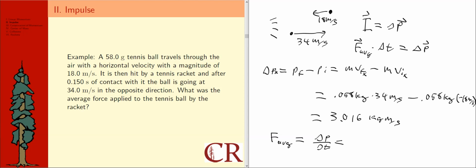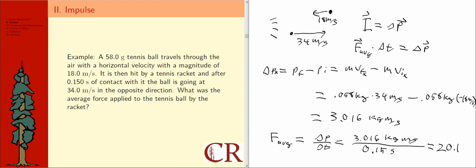Anyways, if you take 3.016 kilogram meters per second and divide that by the time that's given, the contact time, that really is the time during which this interaction is taking place. So that's the appropriate time. That's when the momentum is changing. My calculator says that's 20.10666, etc. But given the way everything is looking here, maybe it's okay to just say 20.1.